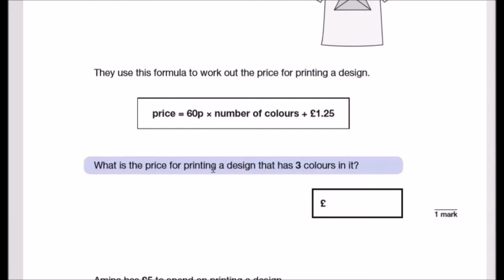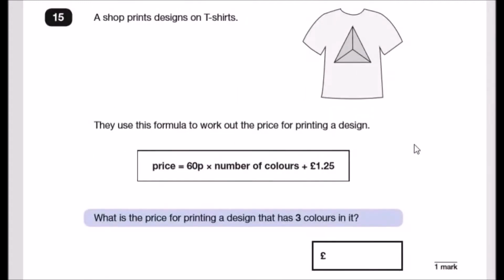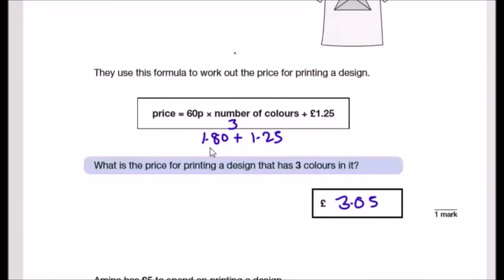So what is the price for printing a design that has 3 colors? Well, since you've got 3 colors, it'll be 60 pence times 3. So 3 lots of 60 is 180, so it'll be £1.80 plus £1.25. And that gives us a grand total of £3.05. Easy stuff, so just add them. If you're not sure how to add decimals, just line them up like 180 plus 125 as if they were hundreds.